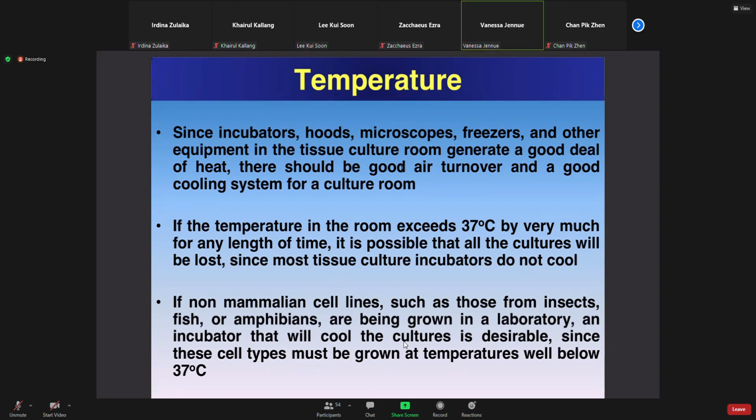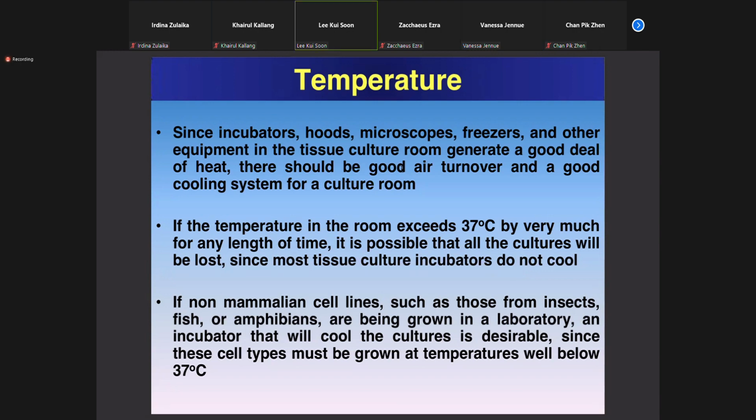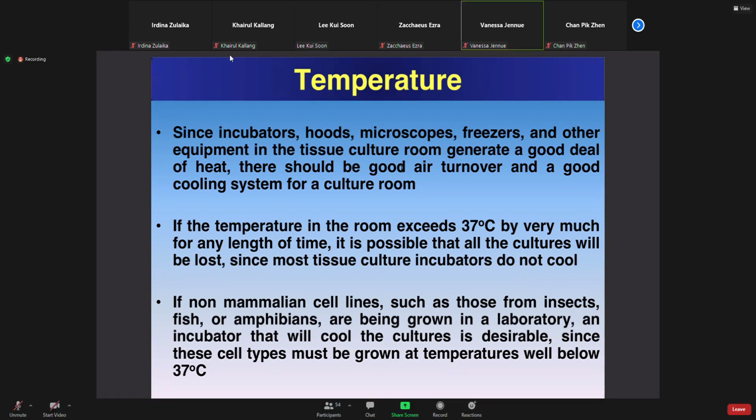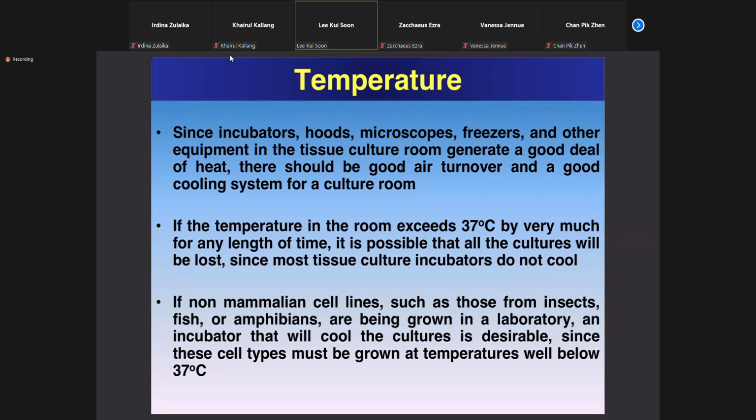So at the end, your cell will die. So you have to be careful to check the room temperature as well. If the temperature in the room exceeds 37 degrees by very much for any length of time, it is possible that all the culture will be lost, since most tissue culture incubators do not cool. You don't have a cooling system for the incubator.